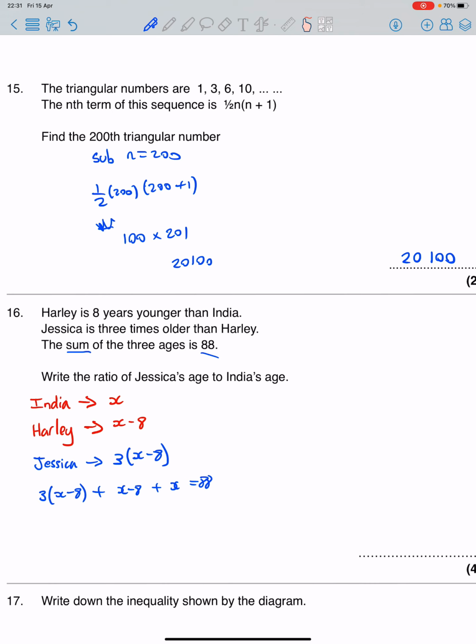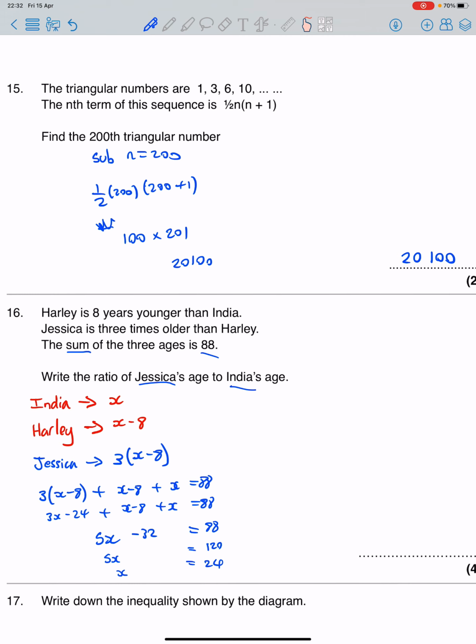And we can just work out what x is, and then we can use that information to work out Jessica's age and India's age. So 3 times x minus 8, well, that's 3x minus 24, plus x minus 8, plus x equals 88. 3x plus x is 5x. And then we've got minus 24 minus 8, which is minus 32, which is equal to 88. So 5x is equal to 88 plus 32, well, that's going to be 120. That means that x is equal to 24.